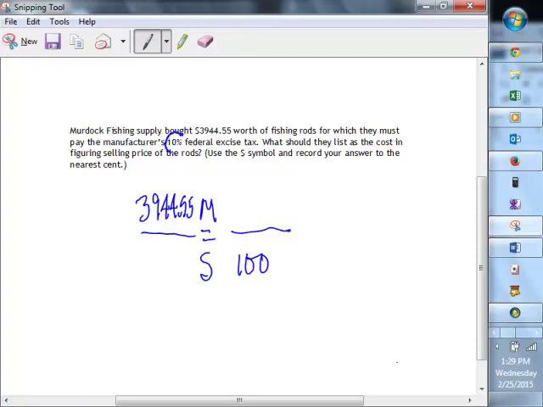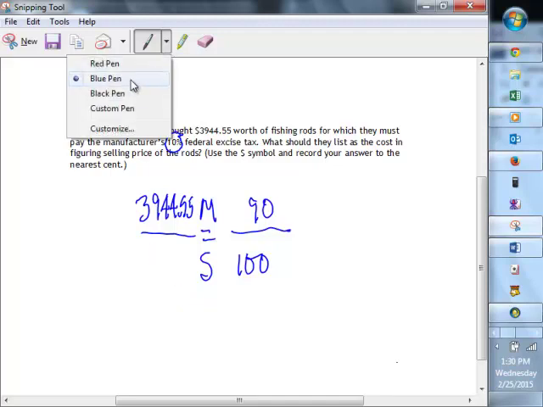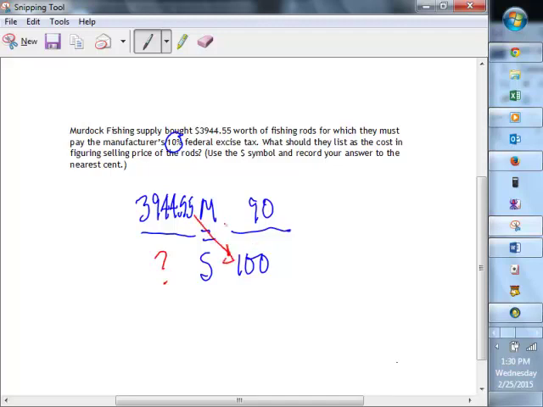The sale is 100%. The merchandise is only 90% because the other 10% is federal excise tax. We don't care how much the federal excise tax is. We want to know the amount that we pay. Cross multiply and divide.